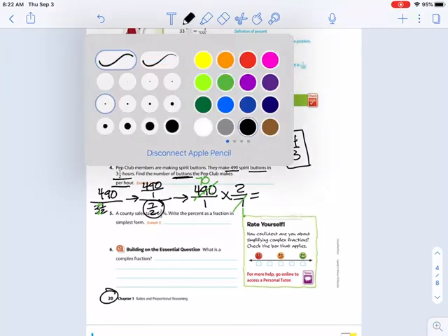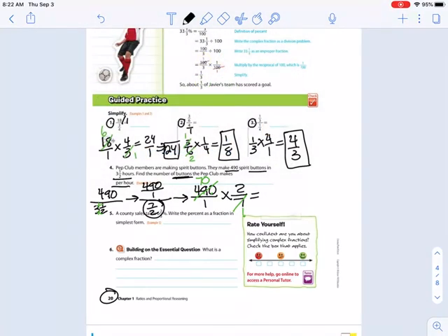I don't see anything else I could cross cancel, so I'm going to multiply sideways. So I get 140/1, and this simplifies to 140. And so this means they can make 140 buttons per hour. So again, with word problems, we want our answer to either be a whole number or a mixed number.